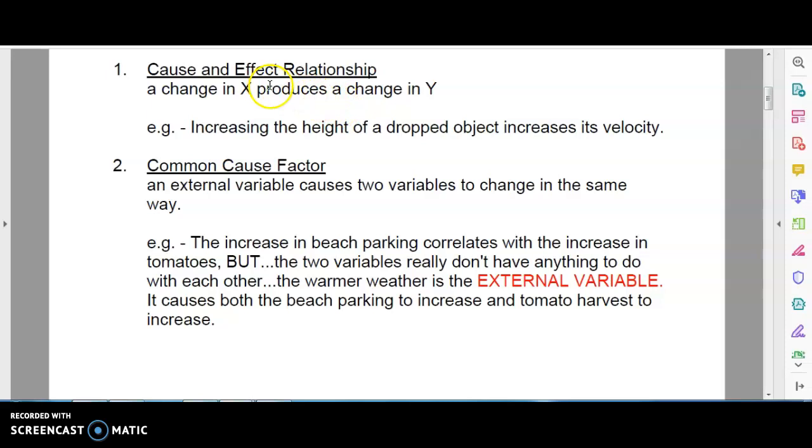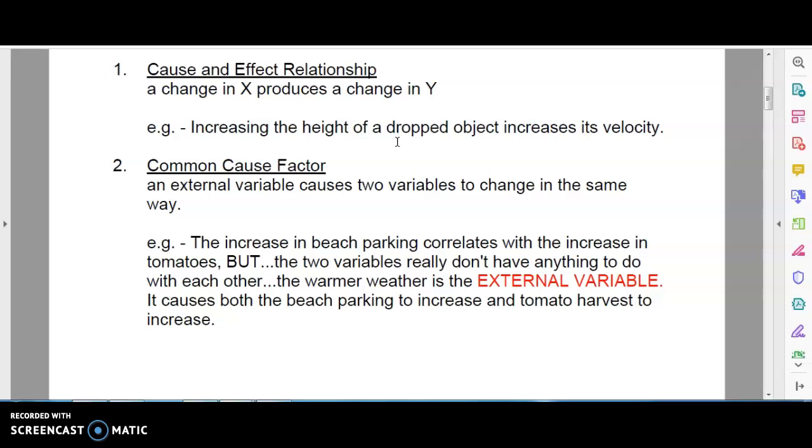A change in X produces a change in Y. Example, increasing the height of a dropped object increases its velocity. Okay, so that one would be a direct cause and effect. The cause is the height, and the effect is the change in velocity, right? So that one's pretty straightforward, I would hope.